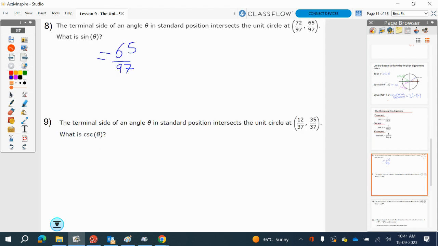All right, let's try 9. Discuss it with the person next to you a little bit.